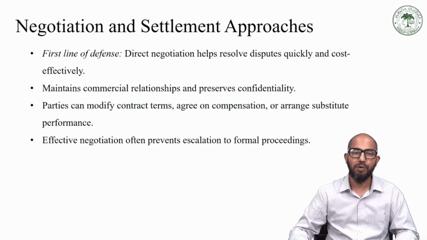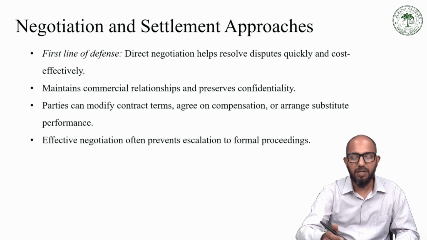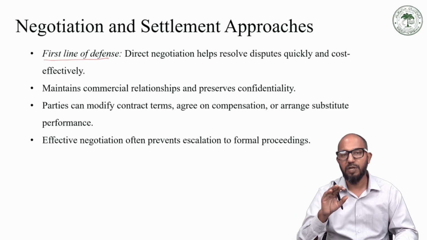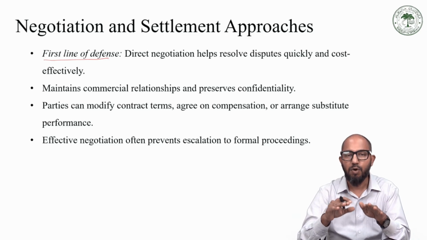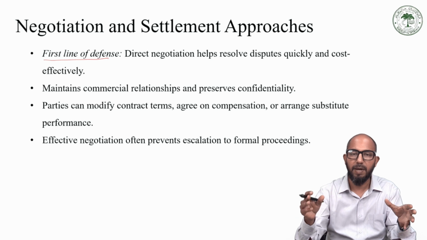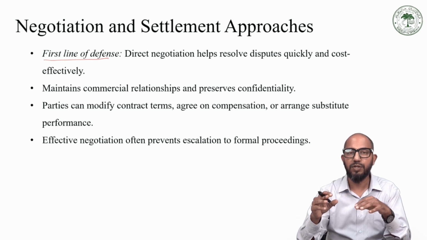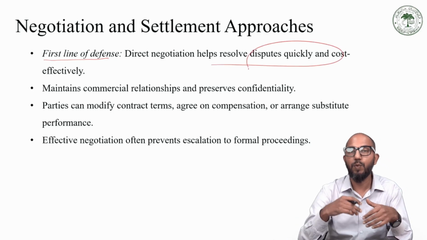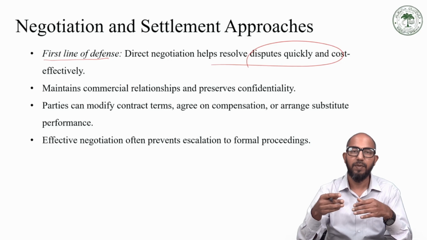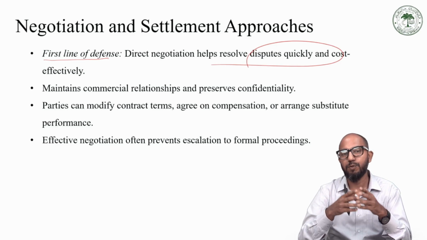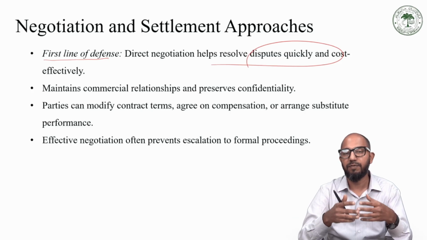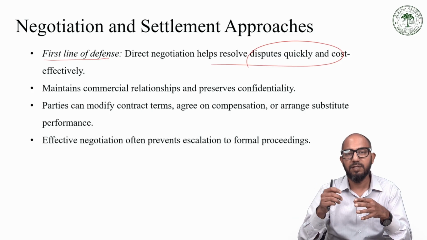Let us now try to focus on negotiation and settlement approaches. Negotiation is considered to be the first line of defense because with negotiation both the parties can come to a table and agree on certain matters. Direct negotiation, in which there is no intermediary, helps resolve disputes quickly because there is no third party. And it is also cost effective because both the parties understand the scenarios. They already understand and have seen the different terms and conditions, and thus it is less costly as well.